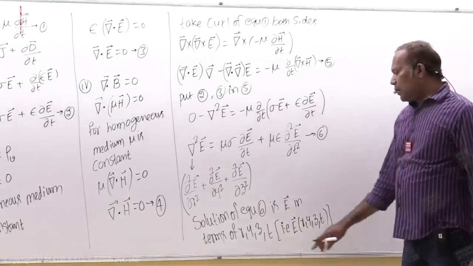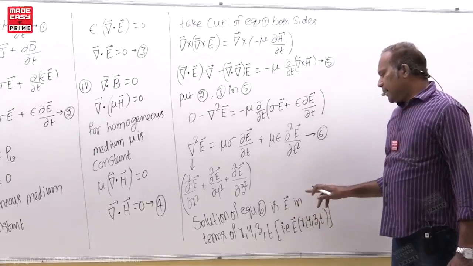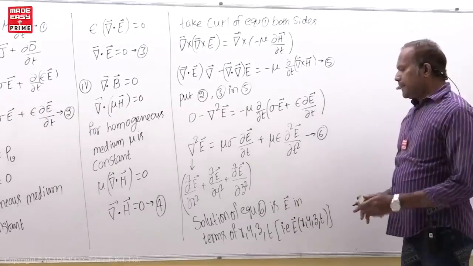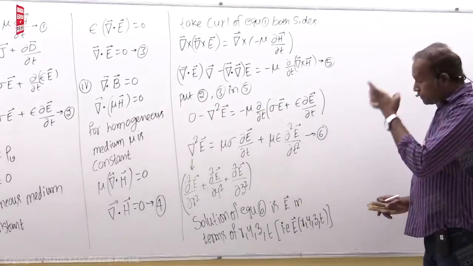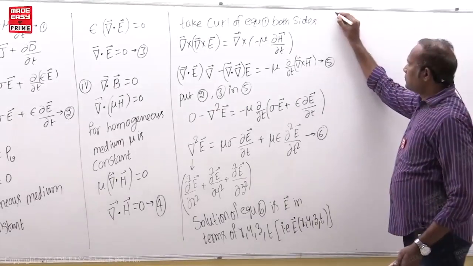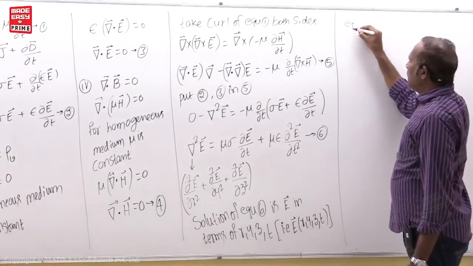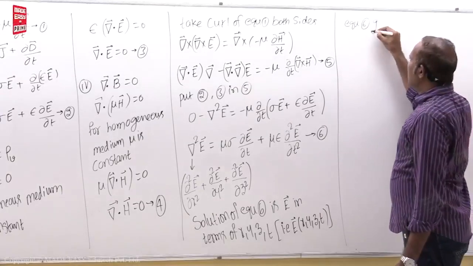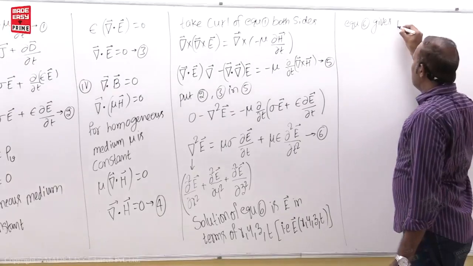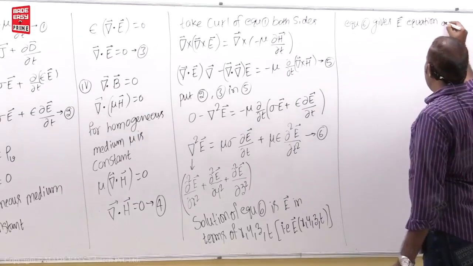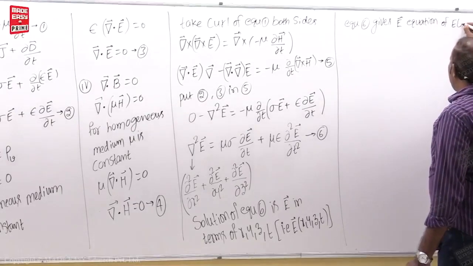So anyway, the solution of equation 6 is E bar in terms of x comma y comma z comma t. So equation 6 gives E bar, the equation of the electromagnetic wave.